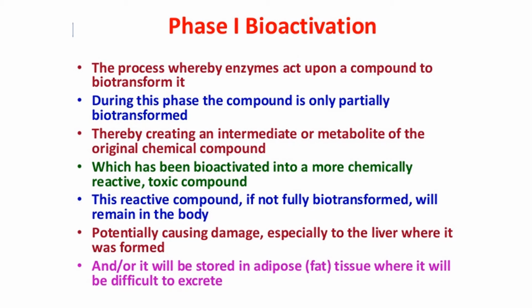So phase 1, bioactivation. This is the process where enzymes act upon a compound, a toxin. When they say compound, they mean toxin, to biotransform it. During this phase, the toxin is only partially biotransformed. Thereby, it creates an intermediate or a metabolite of the original toxic chemical compound, which has been bioactivated to a more chemically reactive and toxic compound. This reactive toxin of phase 1 metabolism, if it can't get into phase 2 very quickly, remains in your body, potentially causing damage, especially to the liver where it was formed.